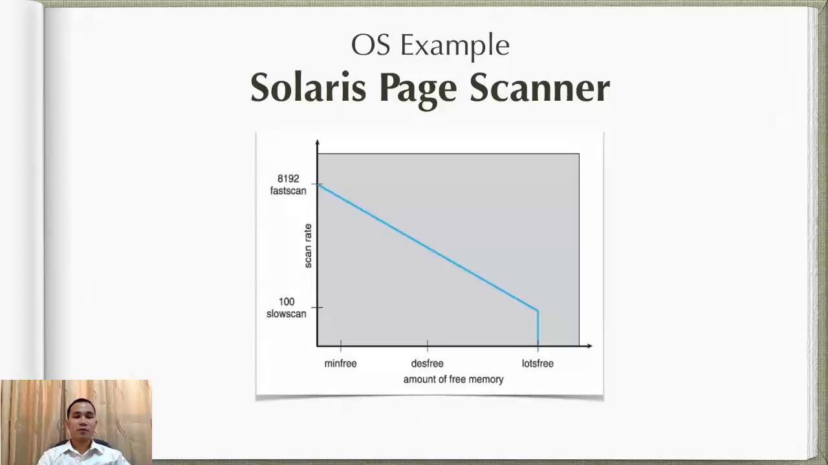This figure here shows the behavior of the Solaris page scanner. As it goes near min free, page-out is called frequently, at a faster rate. Opposite, going to lots free, it will be at a lower rate of page scanning.